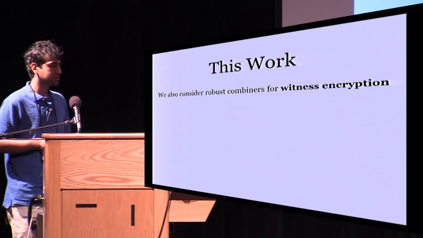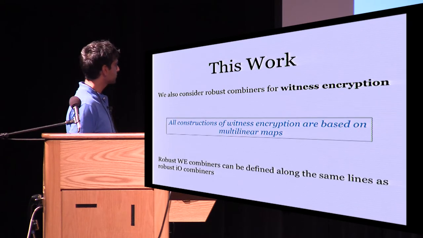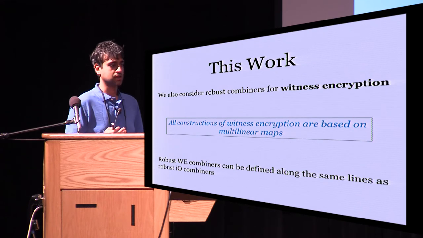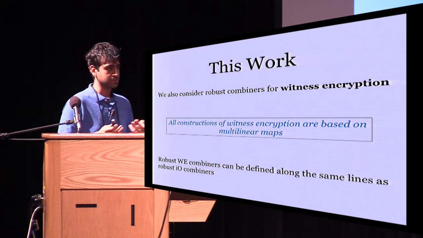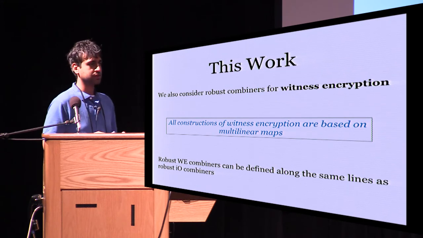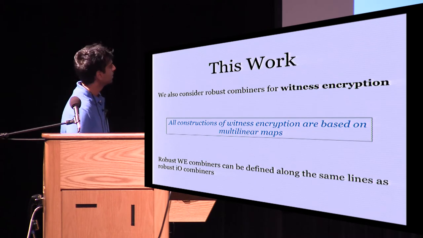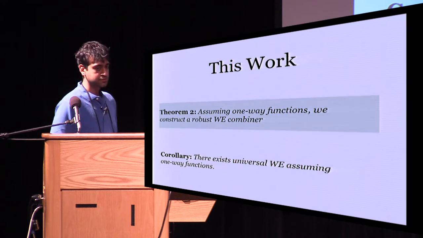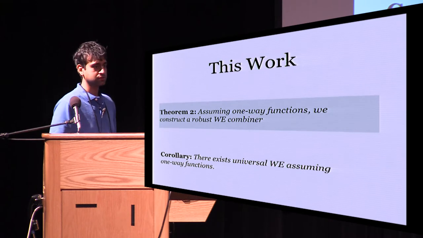We also consider robust combiners for witness encryption. I'm not going to define what witness encryption is, but the only thing you need to know is that all constructions of witness encryption are currently based on multilinear maps, and so suffer from the same vulnerabilities as IO. We can also define robust witness encryption combiners along the same lines as robust IO combiners. In this work, we show how to get robust witness encryption combiners from one-way functions. And as a corollary, you can also get universal witness encryption assuming one-way functions.